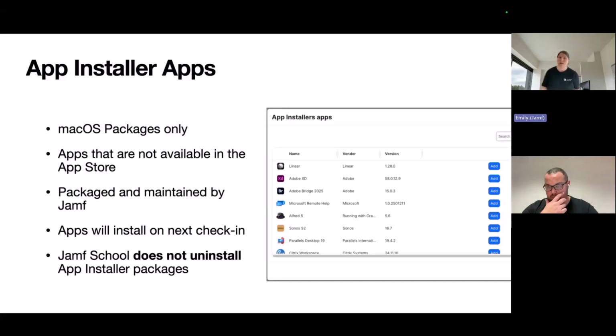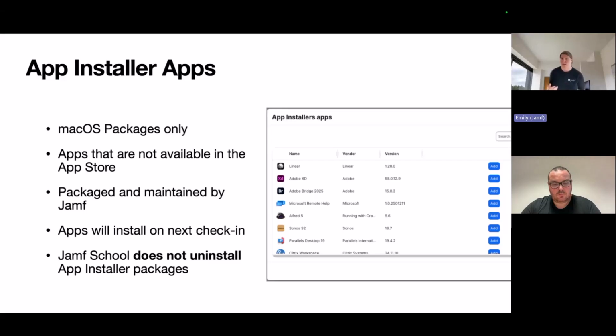So when an update comes out for these apps, Jamf performs that update for you and updates the package version in app installers, and that will be automatically installed on your devices that have those apps scoped. The apps, when you do scope them for the first time, will be installed on the next check-in. If you do want to force that, you can go to the device and ask it to check in, and that will get it to download.